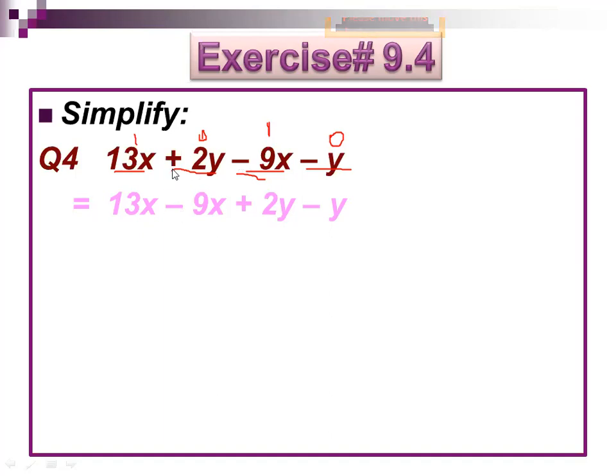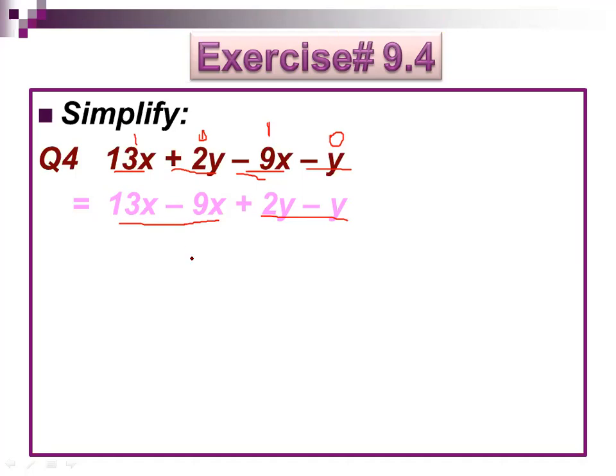Then your next term, that is y, so you will write plus 2y. And then this is the same variable with y, so you will write minus y. Now you are going to subtract this term and this term, because the variables are same here. You are not going to add these two terms, because here you have variable x and here you have variable y.